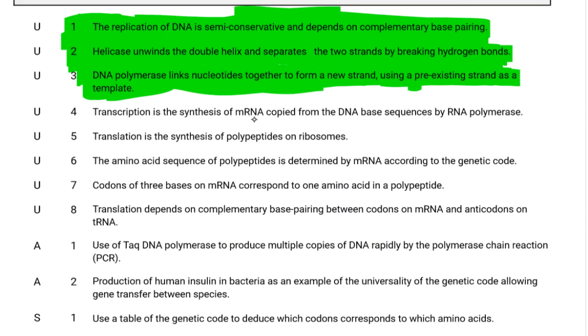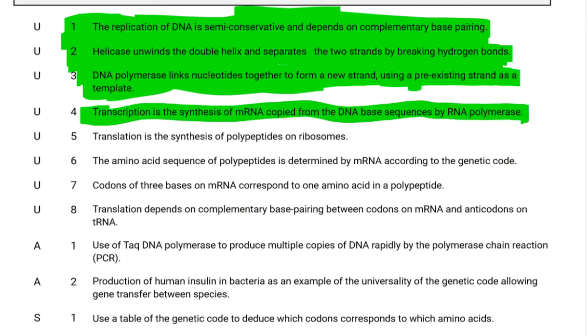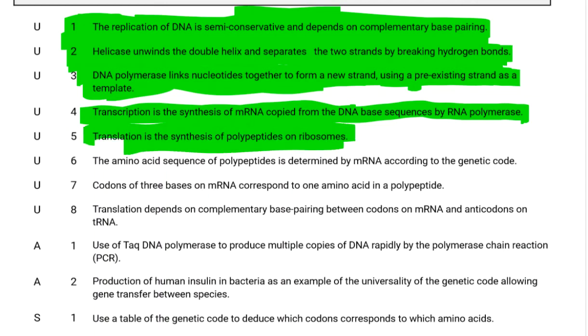Transcription is synthesis of mRNA copied from DNA-based sequence by RNA polymerase. So RNA polymerase is the enzyme that actually makes mRNA from DNA. We need mRNA because DNA is stored in the nucleus, but mRNA is able to move out of the nucleus for translation, and translation is important for making enzymes or proteins. Sorry, translation is the synthesis of polypeptides on ribosomes.